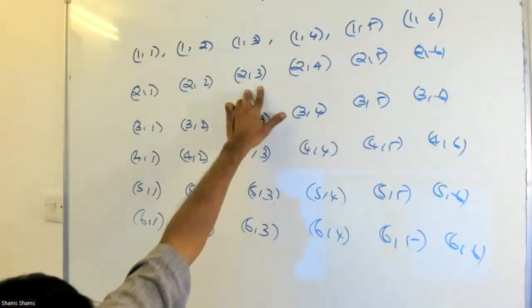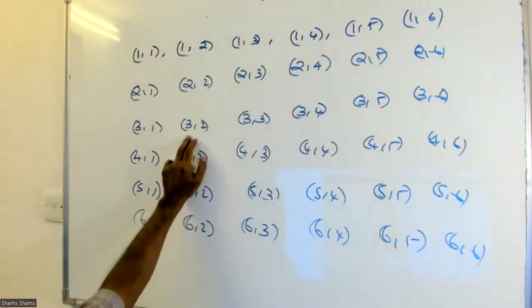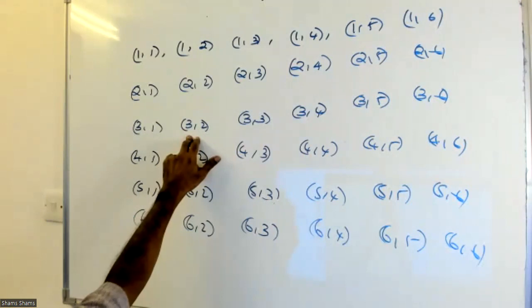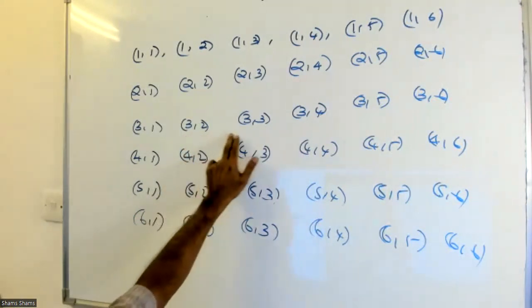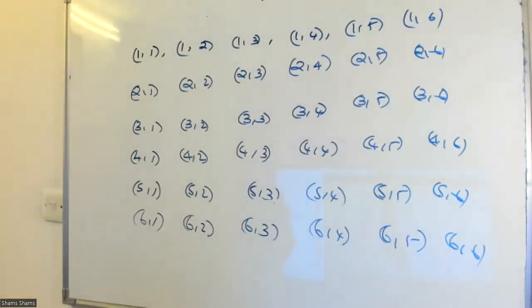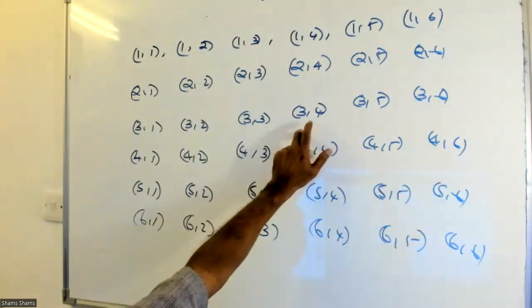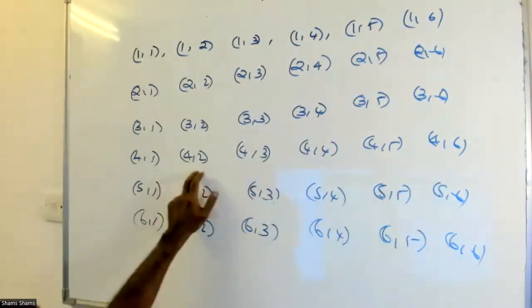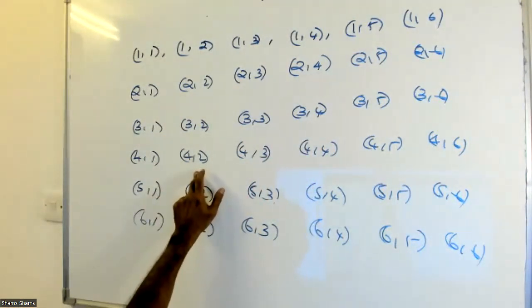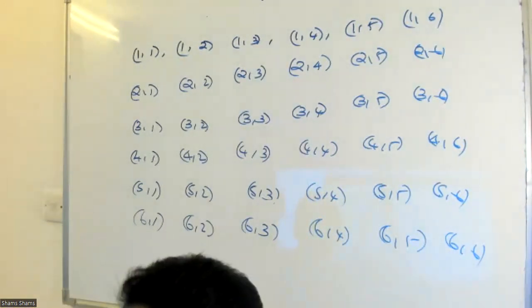Multiple of 2 on one dice, multiple of 3 on the other. So 2, 3, okay. Then 2, 6, okay. What about 3, 2? Why not 3, 2? 2, 3 okay, 3, 2 also okay. Then 3, 6. Here 3, 4 also, and 4, 3. Now you count that one. How many numbers, and write divided by 36.